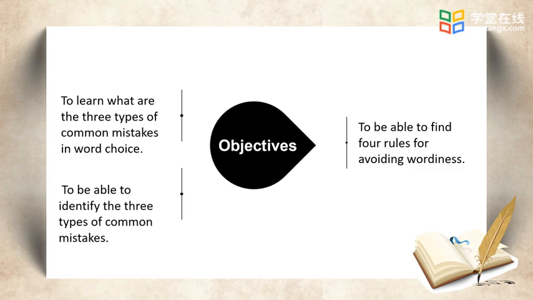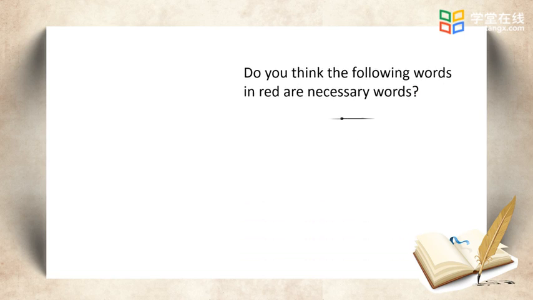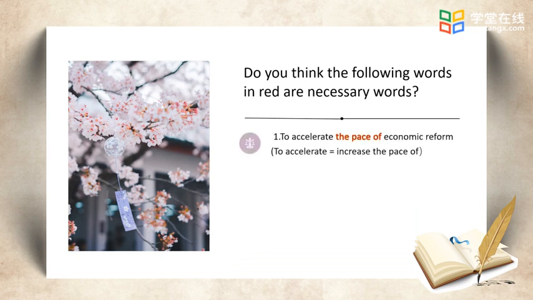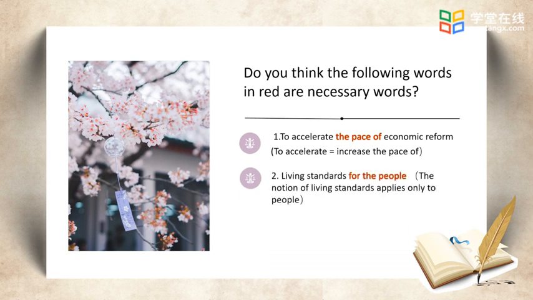Task 1. Do you think the following words in red are necessary words? 1. To accelerate the pace of economic reform. To accelerate means increase the pace of. 2. Living standards for the people. The notion of living standard applies only to people.